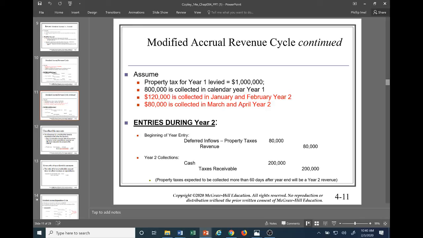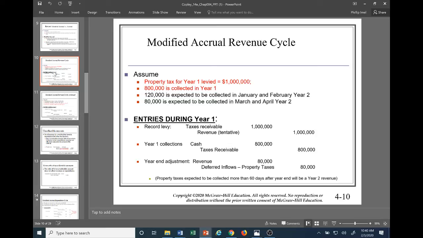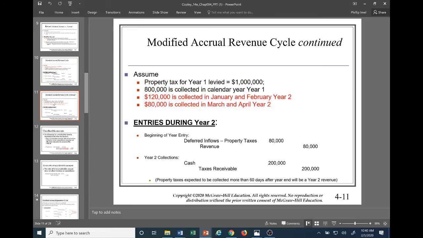So it makes sense how, if it's not available, we defer it. We might count it as revenue in the beginning, how we did in this entry when we levied it: debit taxes receivable, credit revenue. Then we collect some money, right? Taxes, reduce the taxes receivable. At year end, we look at the situation. 80 of that's not available. Let's go ahead and move that from revenue to deferred revenue. That's all we did. Next year, let's open it up. We know we're collecting it. Let's go ahead and move it from deferred revenue back to revenue, and then let's collect their money. Let's bring the money in and then reduce that receivable. Make sense?